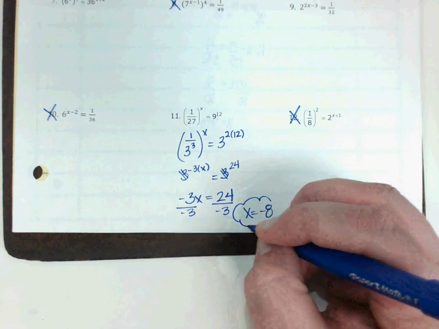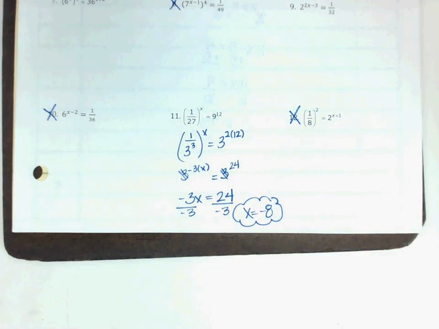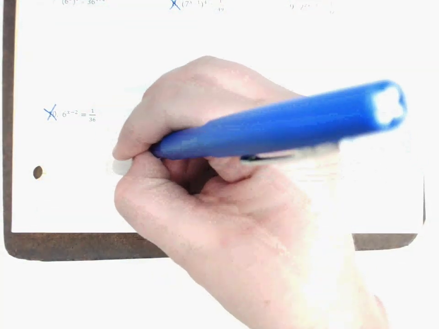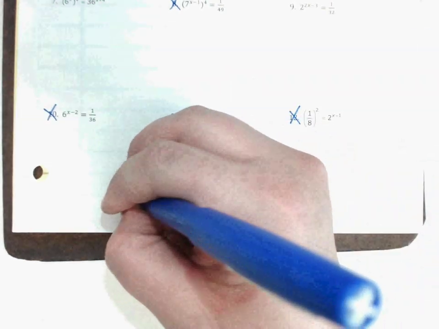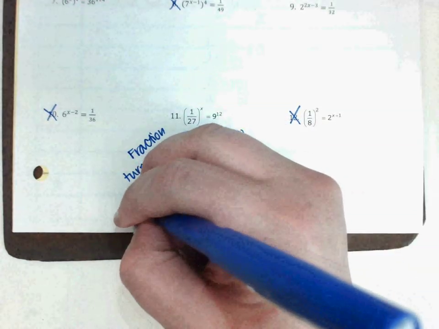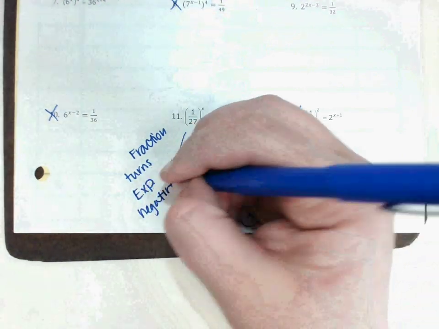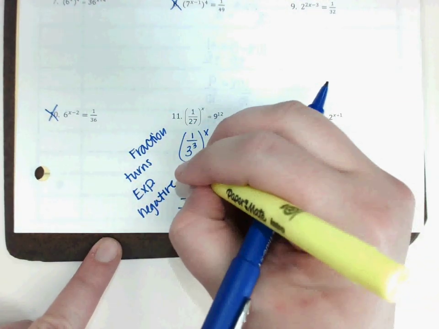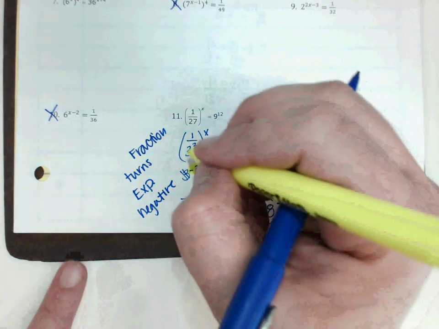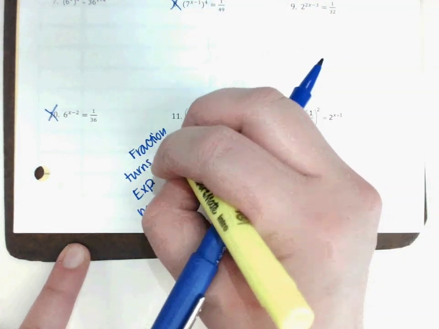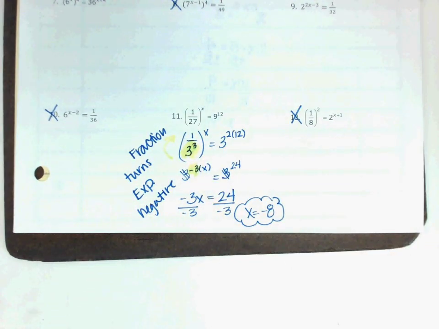24 divided by negative 3, what do you get? Negative 8. Okay, and then if you want to make a little note here, fraction turns exponent negative. Okay, that's where this negative on the 3 came from, because it was on the bottom and I moved it up and that turned it to a negative. Okay?